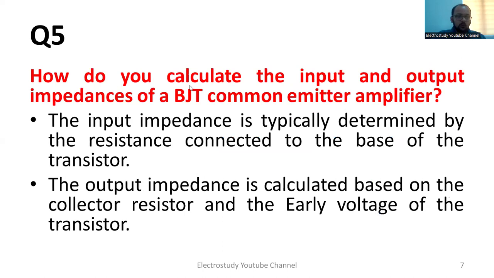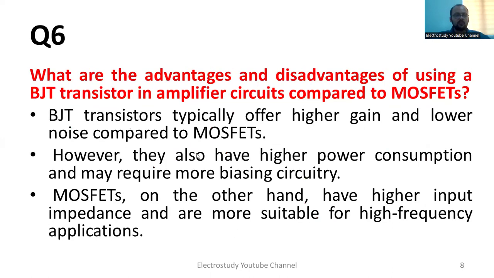Question number 5, how do you calculate the input and output impedance of the BJT common emitter amplifier? The input impedance is typically determined by a resistance connected to the base of the transistor. The output impedance is computed by using a resistor which is connected at the collector side. That's how you compute the input and output impedance of the BJT CE amplifier, the common emitter amplifier.